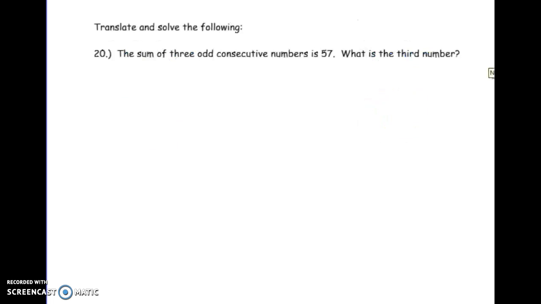All right, moving on. Word problem. The sum of 3 odd consecutive numbers is 57. What is the third number? Well, we're going to start with the first number. Do we know what it is? No. Let's let f be equal to the first number.